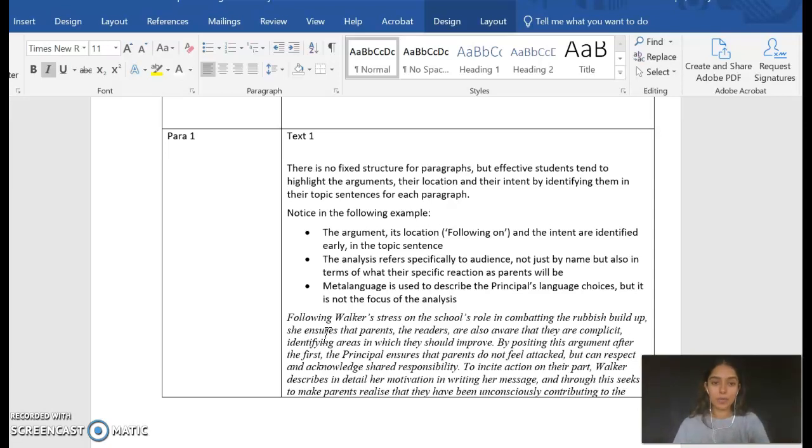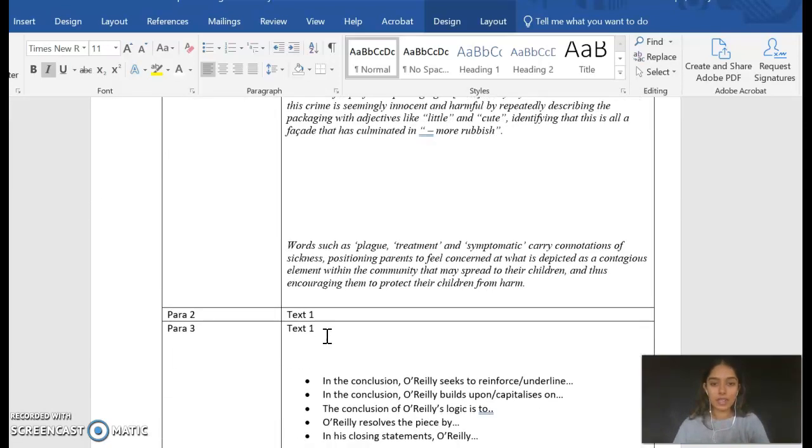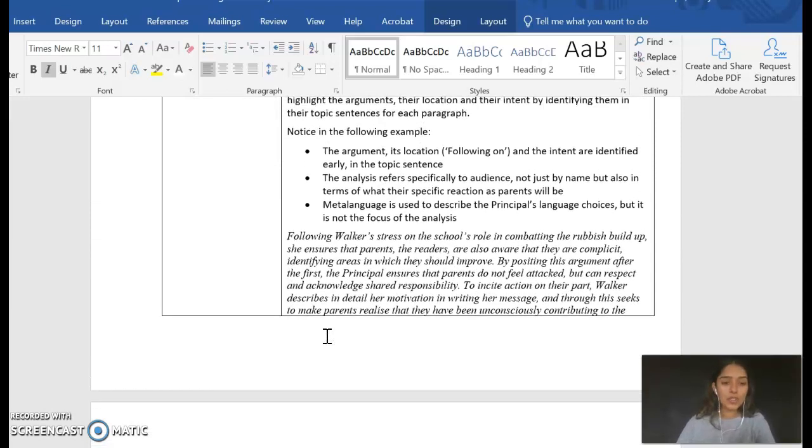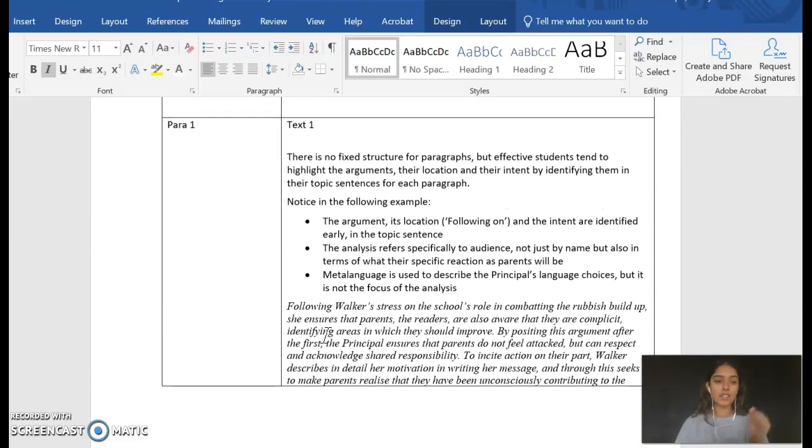Basically, in your body paragraph, you are doing those 3 things repetitively. What is happening? How is it persuasive? Why is it persuasive? Remember, we've talked about the order of arguments. So the fact that the first argument is first. Why is it first? Why is it in that order? That also is analysed here.